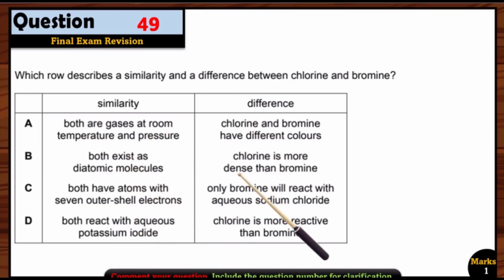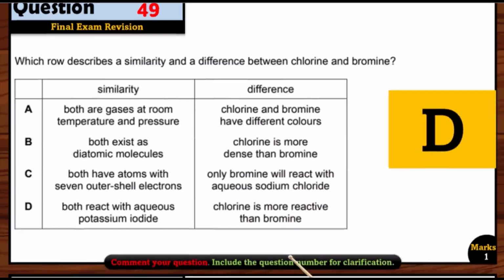Now let's see the difference. Chlorine is more dense than bromine. Wrong. Chlorine is above bromine, so it is less dense. Only bromine will react with aqueous sodium chloride. Again wrong, because bromine cannot react with chloride salt, because chlorine is more reactive. Now we are just left with the last option, that is chlorine is more reactive than bromine, and that's right. So option D is correct.